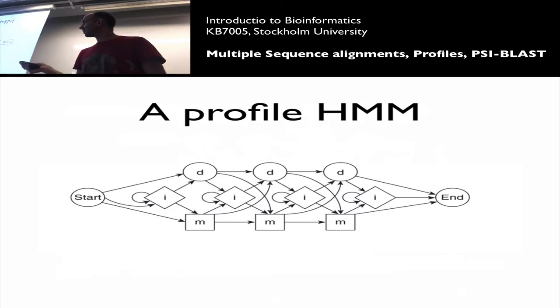And from that one, you can go to another match state. You can go to an insert state that also has a probability to emit an amino acid, but that is from a background distribution normally. Or you can jump up to a delete state, so don't emit anything, skip some amino acid, and you can jump down there.